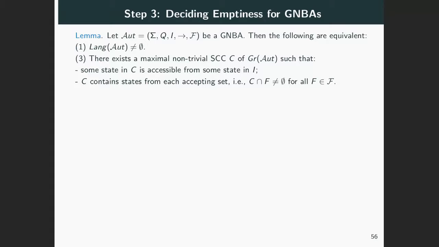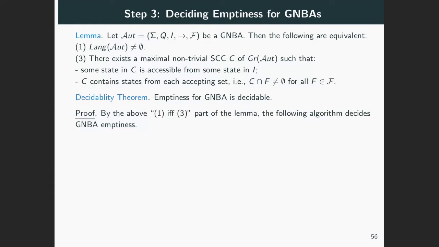Now, to prove the decidability theorem, we will use the equivalence between 1 and 3 in the lemma. So we want to prove that the emptiness problem for GNBAs is decidable. We must exhibit an algorithm that, given an automaton as an input, decides whether the language accepted by it is empty. According to the lemma, it suffices to decide condition 3, the existence of a maximal non-trivial strongly connected component that is accessible from some initial state and intersects all the accepting sets. And it should be quite clear that this condition is decidable.